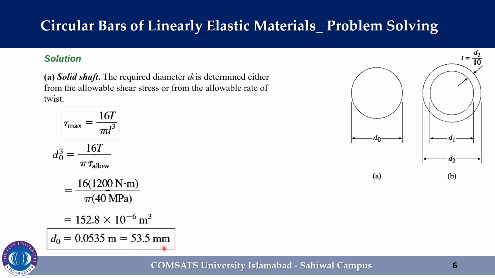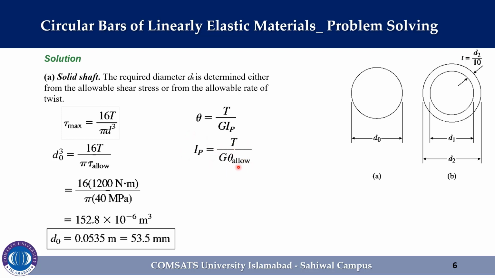However, in the case of allowable rate of twist, we start by finding the required polar moment of inertia IP. For this we have to rearrange the equation of angle of twist, that is theta is equal to T over G IP. Now rearrange this equation for IP, that is T over G theta.